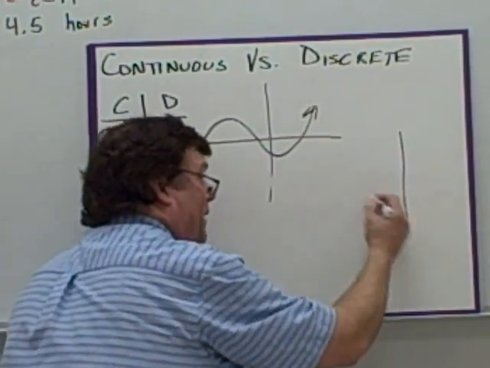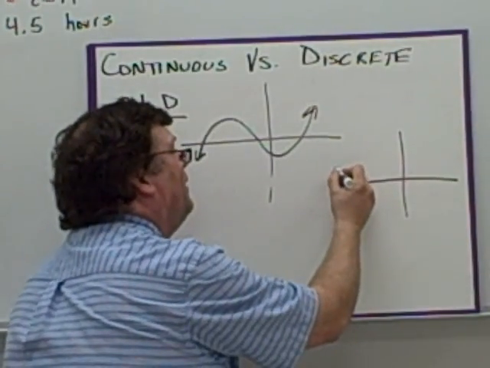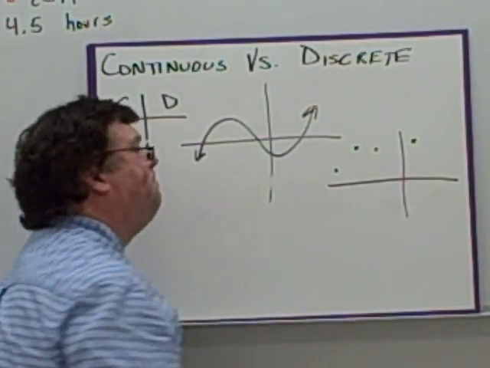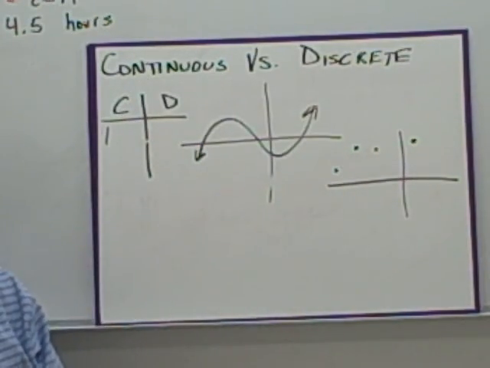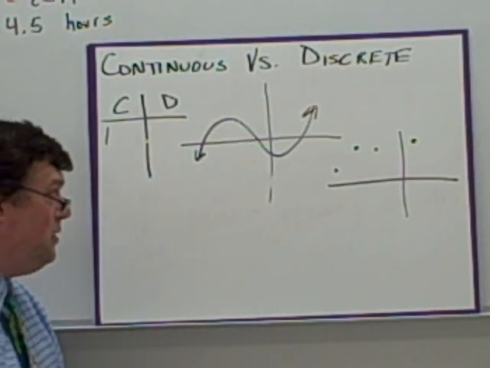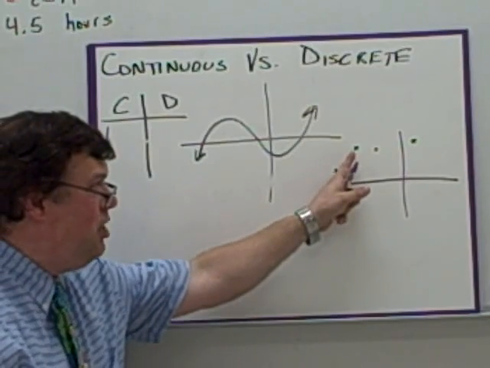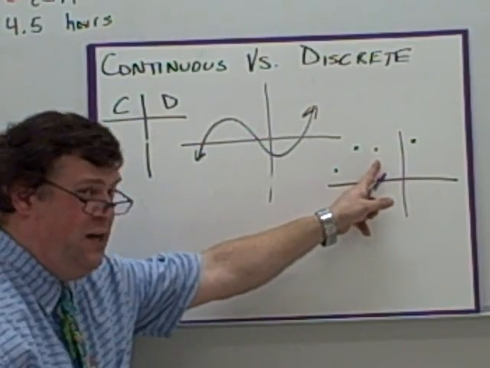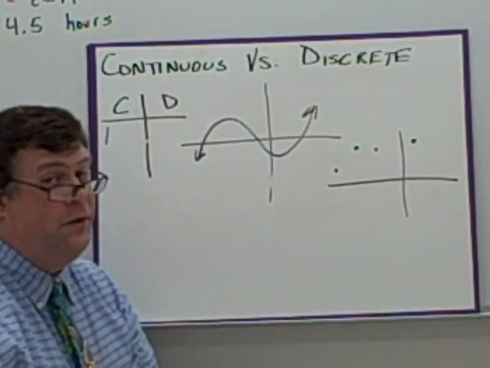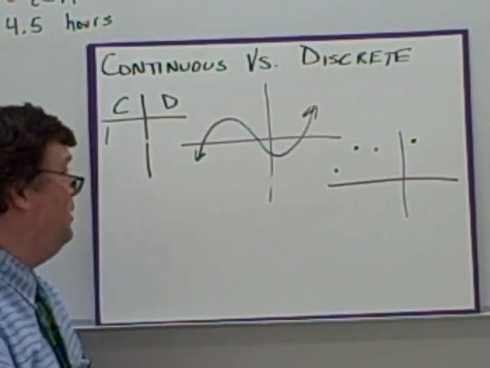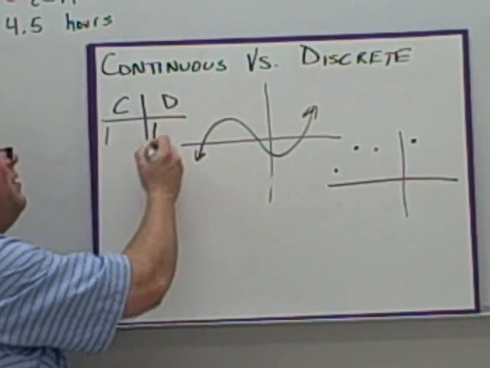All right, let's try another graph. Let's say we've got this point, and this point, and this point, and that point. Is that a function? Yes. Is it a continuous function? Well, it starts here and then jumps over to here, and jumps over here, and jumps over. There's no connection between those points, so it is not a continuous function. So that is a discrete function.